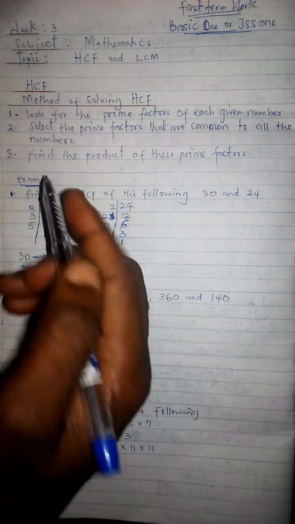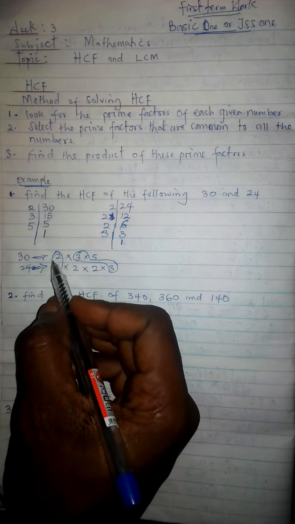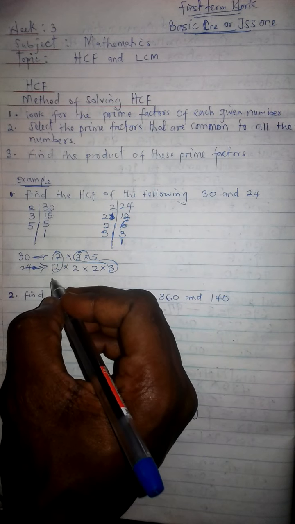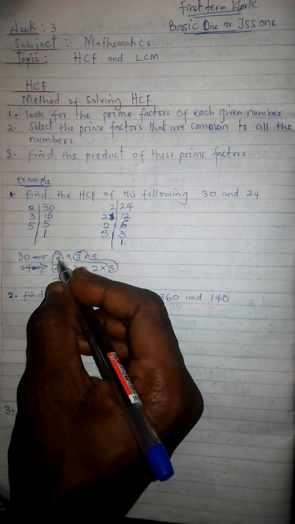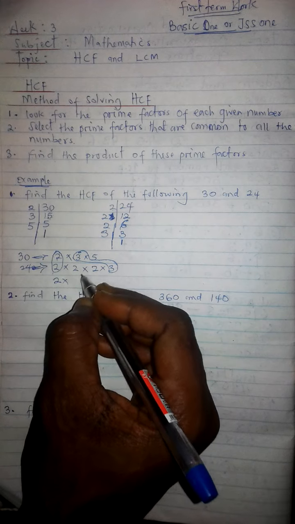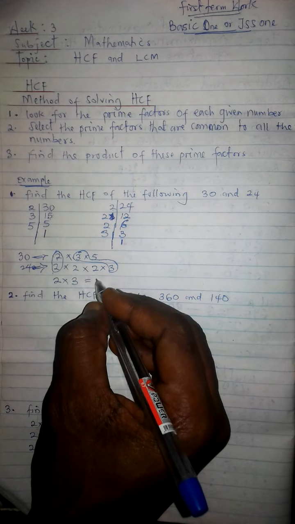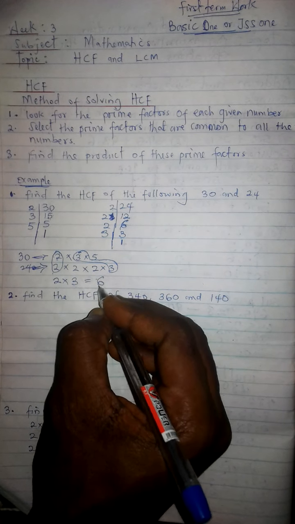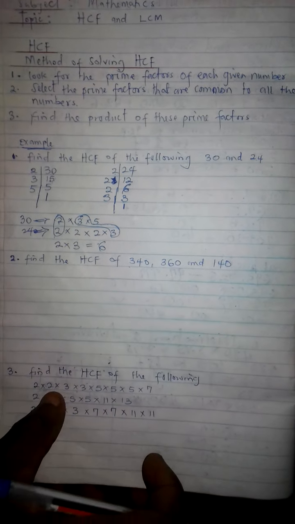So now the next method says find the product of these prime factors. So the selected numbers, you find the product. What it means is you say 2. You don't write 2 double. You just pick 1. Multiply it by this 3. So the HCF of the whole thing is actually 6. That's the answer for this.